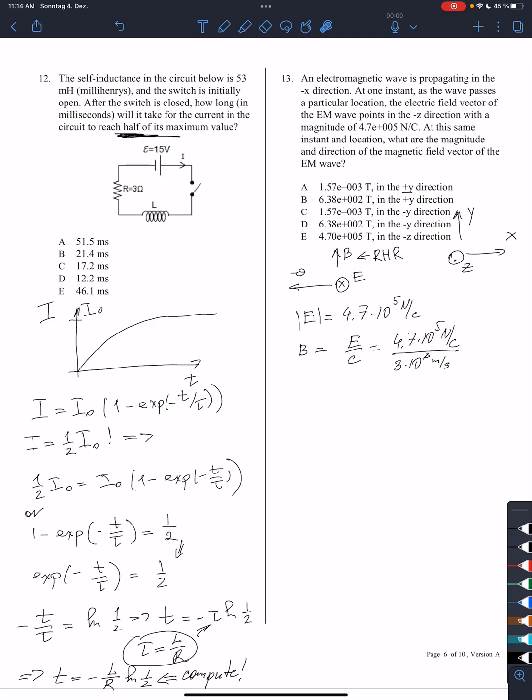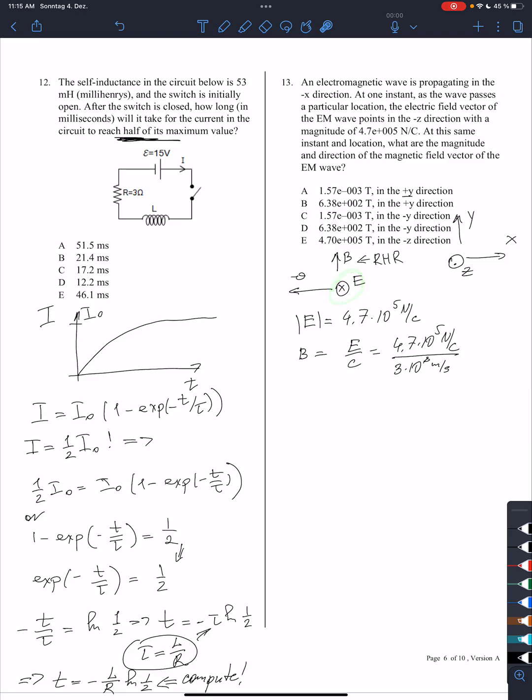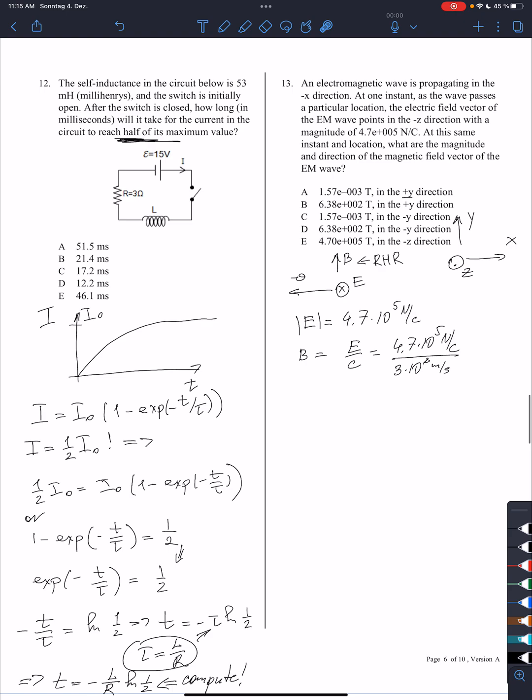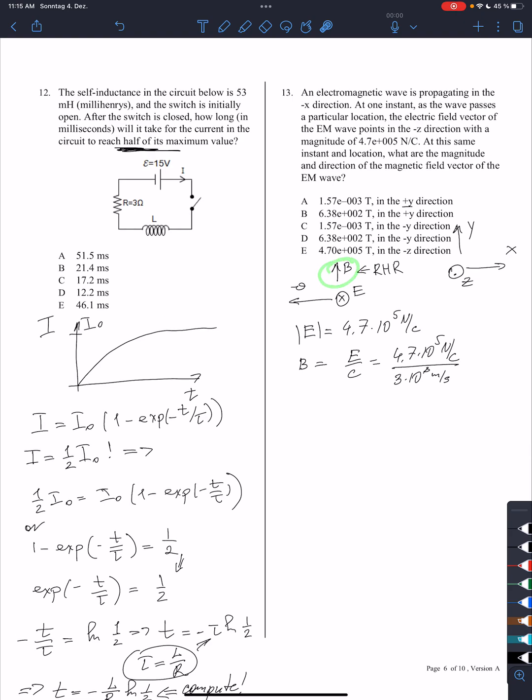So I will point my arm in the direction of the propagation. My thumb is then going to point in the direction of the electric field, and I will curl or bend my fingers perpendicular to that, and that will define the direction of the magnetic field.